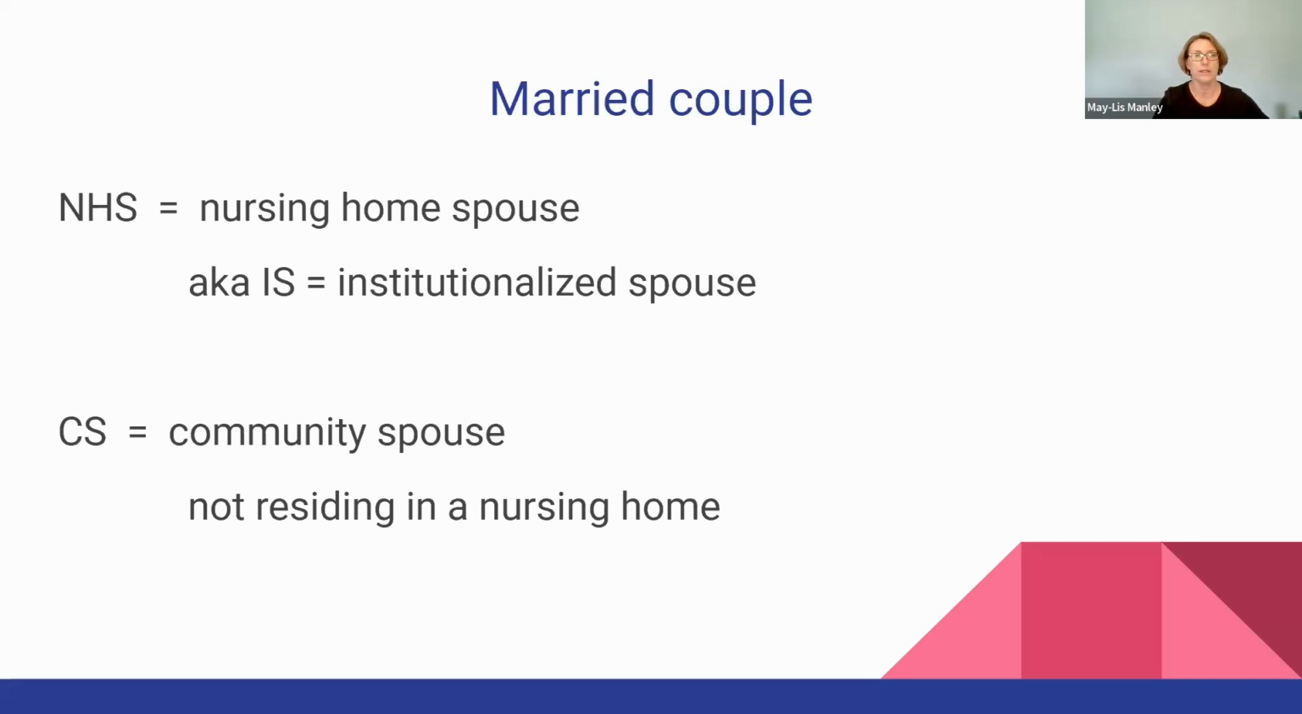So within this, I'll be talking about the nursing home spouse, who I refer to as NHS in my materials. Other places you may see this person referred to as the institutionalized spouse, but I prefer to use nursing home spouse, NHS. And I'll also be talking about the community spouse, who is the CS, who is the spouse not residing in the nursing home.